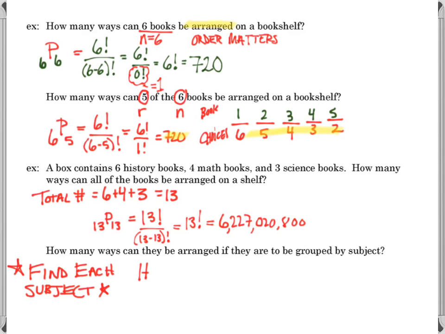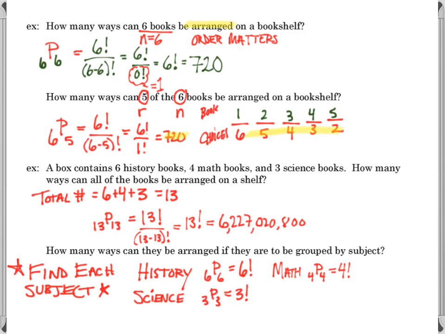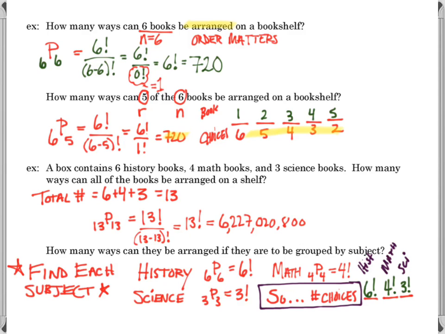You could think about this differently if they have to be grouped by subject. History has 6 ways that it can be arranged, from 6, pick 6. Math is going to have 4, pick 4, 4 factorial. Science is going to be 3, pick 3. Now we have to think about how many ways those groups can be ordered. So I could do history, math, science, or science, math, history. I can think about how those are going to work. So the number of choices is 6 factorial, 4 factorial, 3 factorial. That would be one way to order it, and then I'd have to deal with the different ways that the groups could look.